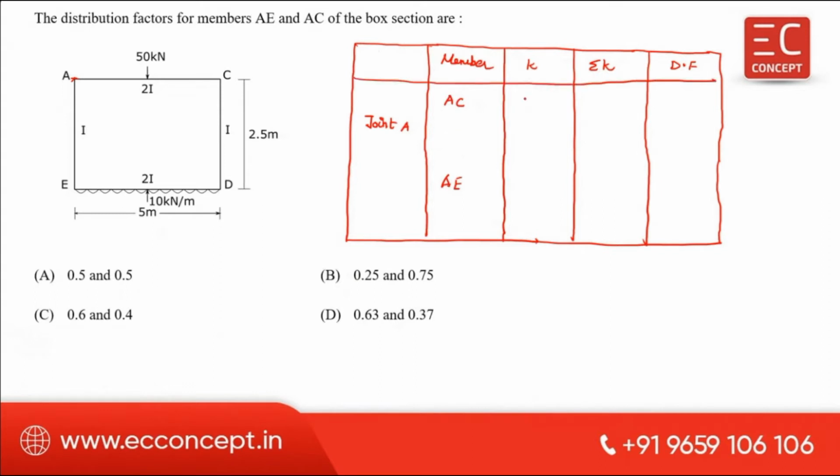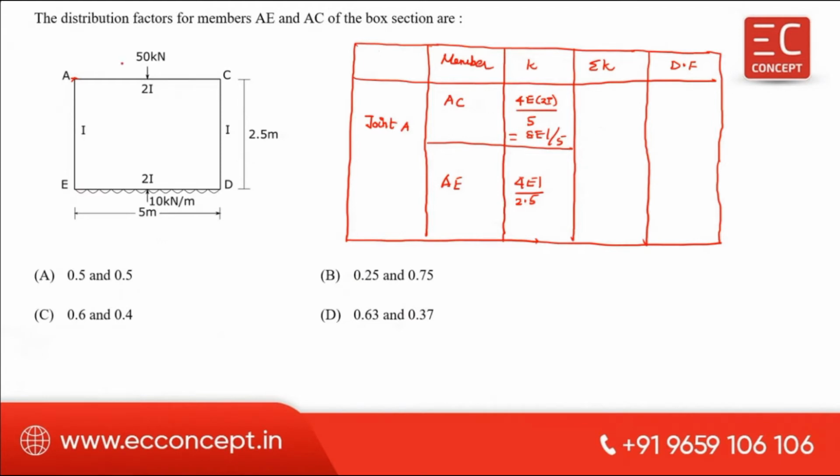The stiffness of member AC, we can write, this is the rigid joint. Therefore, AC is equal to 4E times 2I by L, which is 4 times 2EI by L with L equal to 5. So that is equal to 8EI by 5. And similarly, for AE, it is 4EI by L, L is equal to 2.5. Here I is equal to I, and this is a rigid end. Therefore, this is the value.